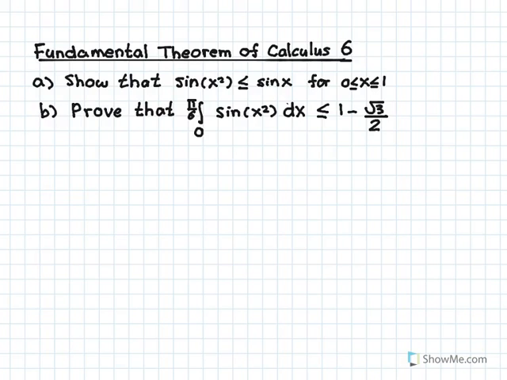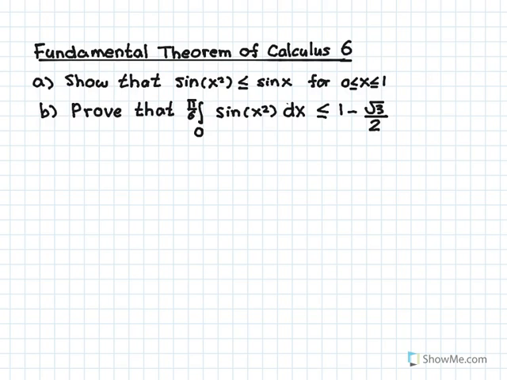In this video, we're going to apply a property of integrals to estimate a given integral. In this case, we have the integral from 0 to pi over 6 of sine of x squared dx. And the first part of the question asks us to show that sine of x squared is less than or equal to sine x for x between 0 and 1.